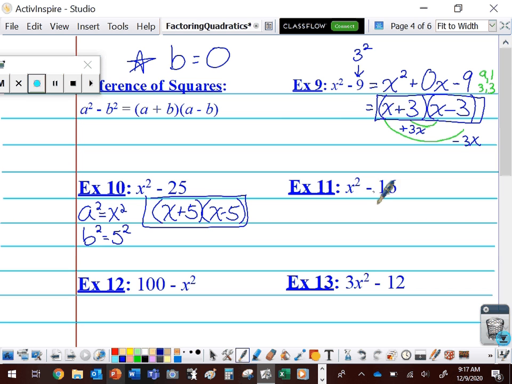Okay, take a look at number 11 here. X squared minus 16. Okay, recognize here that our a, what's getting squared to this, is x. And our b, what's getting squared here, is 4. And we can factor this, x plus 4, x minus 4.